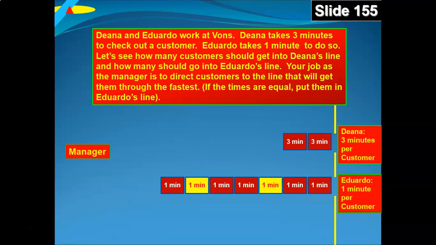Next customer would take 8 minutes to get through Eduardo's line and 9 minutes to get through Dina's line, so we're going to send it to Eduardo.